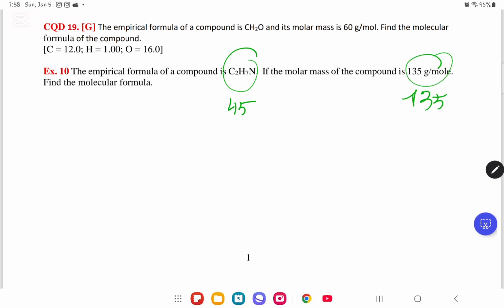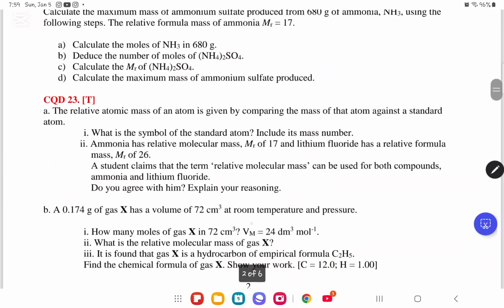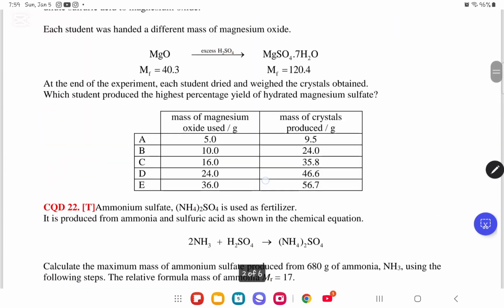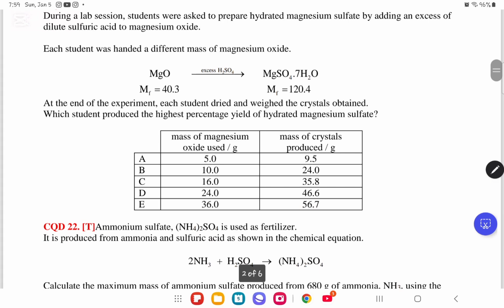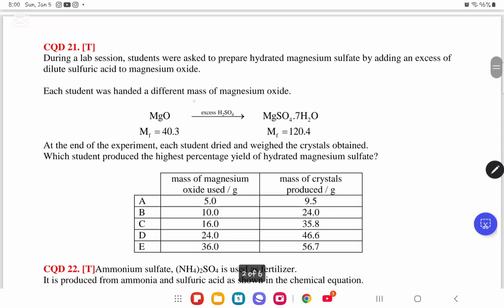So we divide 135 by 45 and we get 3. So now we multiply C2H7N by 3 and then it becomes C6H, 7 times 3 is 21, H21, and then N3, and that is the molecular formula. So now we have some top questions. We're going to do them. Alright, so we move up to CQD 21.